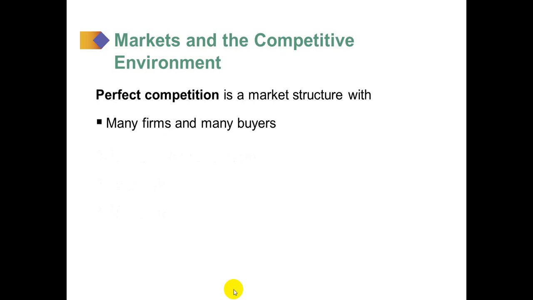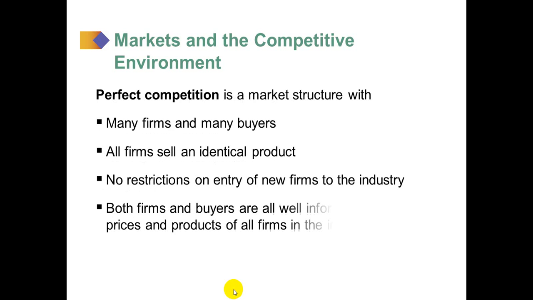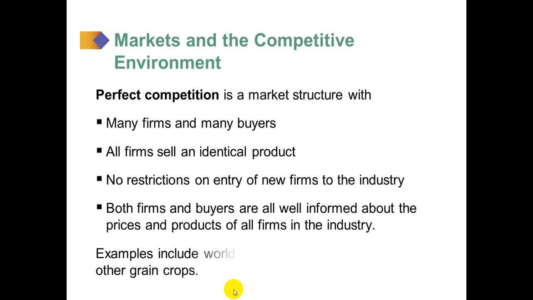First, perfect competition is a market structure with the following conditions: many firms and many buyers, all firms sell an identical product, no restriction on entry of new firms to the industry, and both firms and buyers are well informed about the prices and products of all firms in the industry. Examples include world markets in rice, wheat, corn, and other grain crops.